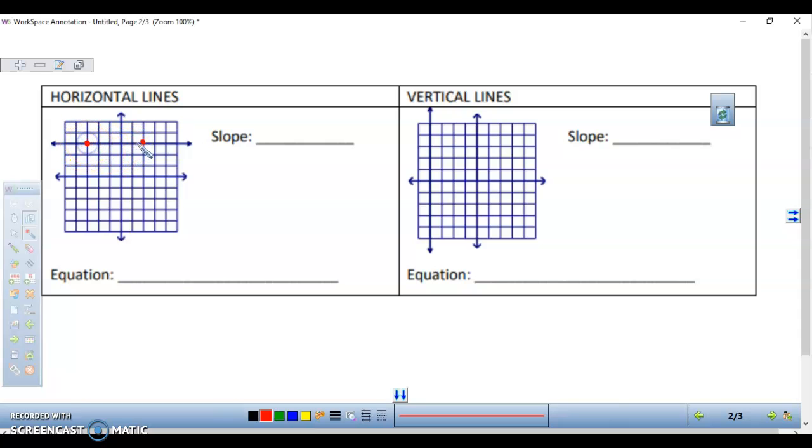So to go from this point to this point, I go up 0 or down 0, and then I go over 1, 2, 3, 4, 5. So I'm going up 0 and over 5, and 0 divided by 5 is just simply 0. So you'll notice the slope of a horizontal line is just 0, because the rise is 0, and the run is whatever number, depending on which 2 points you're using. Now let's think about a rule for this, an equation for a horizontal line.